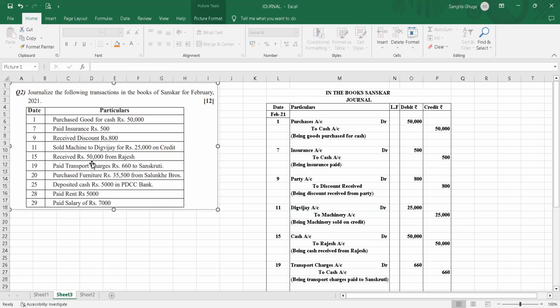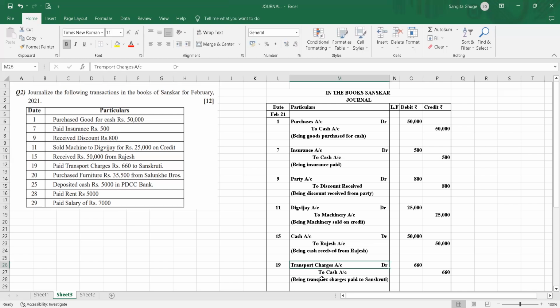Then check the next transaction. Received rupees 50,000 from Rajesh. So you received 50,000. That means you received cash. So cash comes in, cash account debit 50,000 to Rajesh account, as Rajesh is the giver of cash. So his account is credited. Now check the next one.